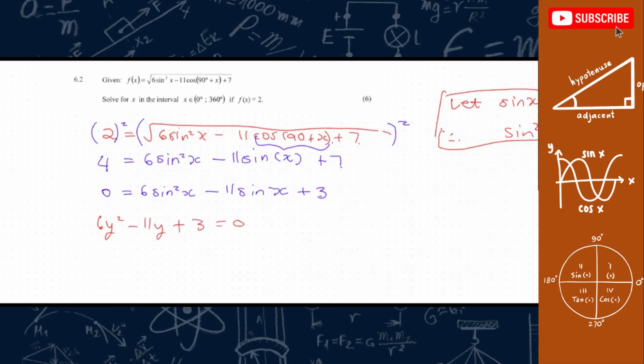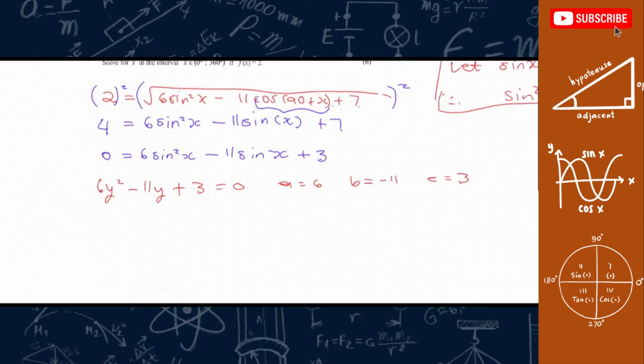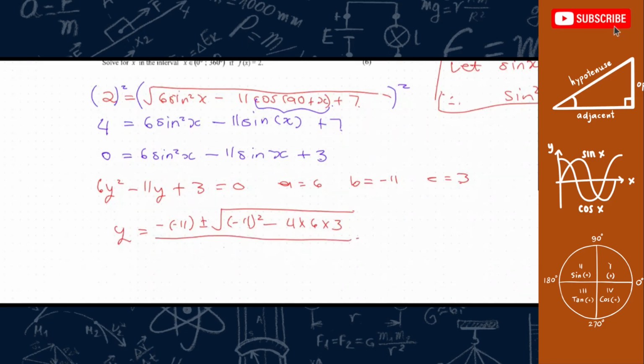We can clearly see this is a quadratic equation where a is 6, b is minus 11, and c is 3. We can use the quadratic formula to solve for y. So y would be the negative of b, plus or minus the square root of (minus 11) squared minus 4 times a times c, over 2 times 6.